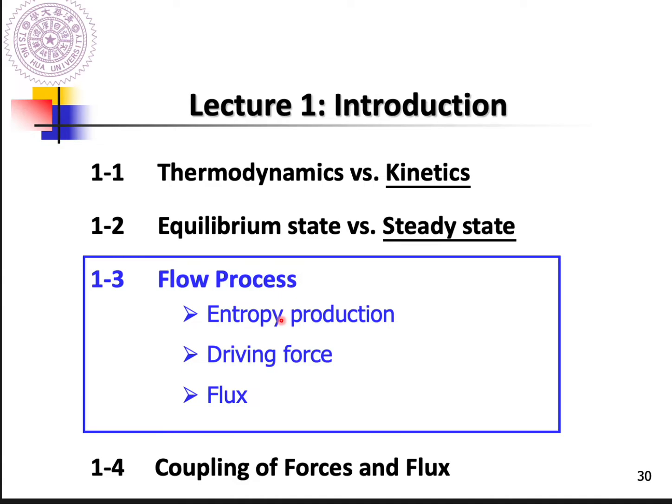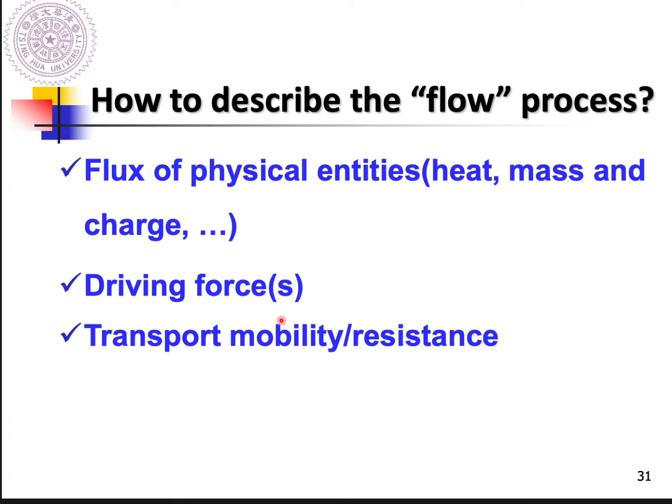So if you want to compare material systems to see whether the process is fast or slow, definitely we should have an indicator. So what kind of indicator describes whether this kinetics process is fast or slow? Here we are going to introduce the term we call the entropy production rate to describe the flow process. So how to describe the flow process? As we mentioned, first of all would be the flux of physical entities included.